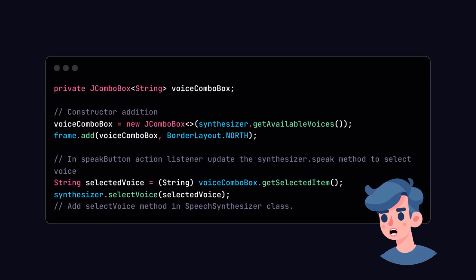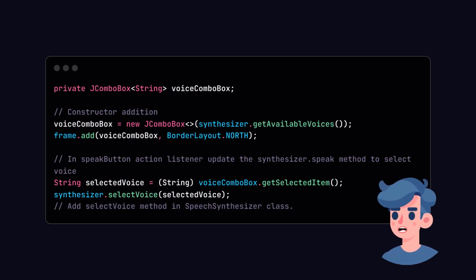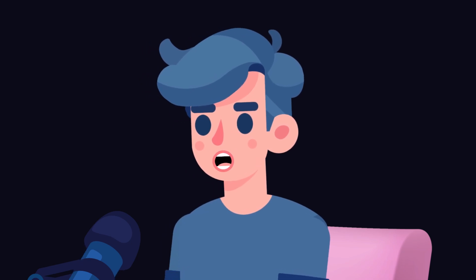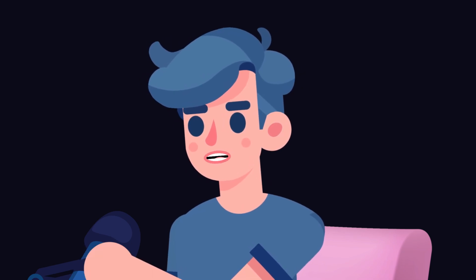Next, we will add a JComboBox to our speech synthesizer UI to allow the user to select a voice. Let's update the UI class to include this feature. We need to add the selectVoice method in our speech synthesizer class to switch the voice based on user selection. With this addition, the application will allow the user to select a voice from the dropdown. When you press the speak button, it will speak the text in the selected voice.